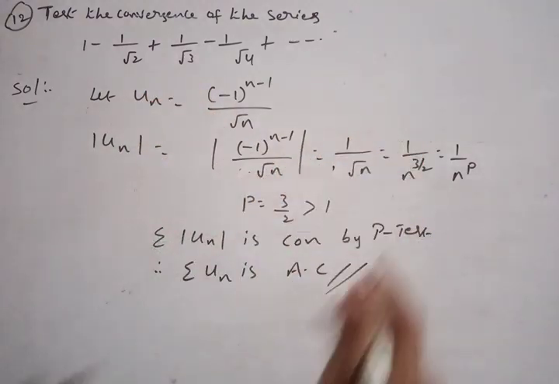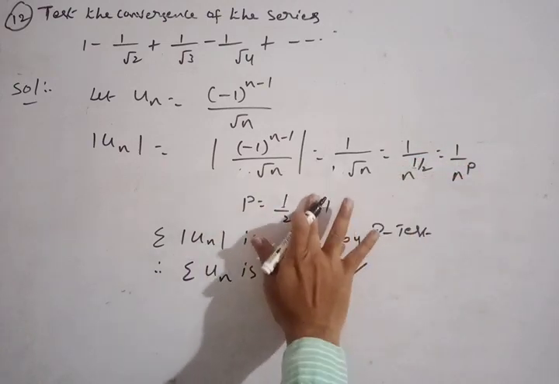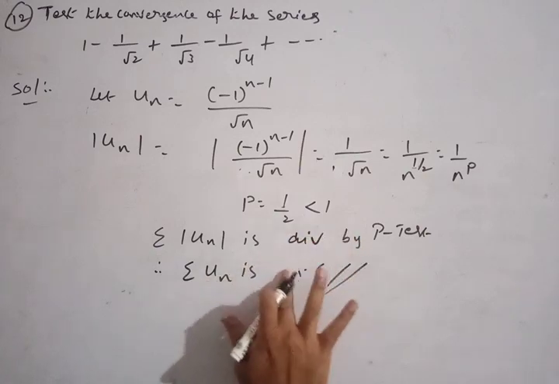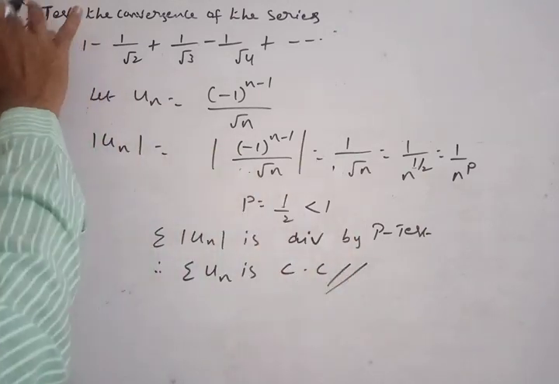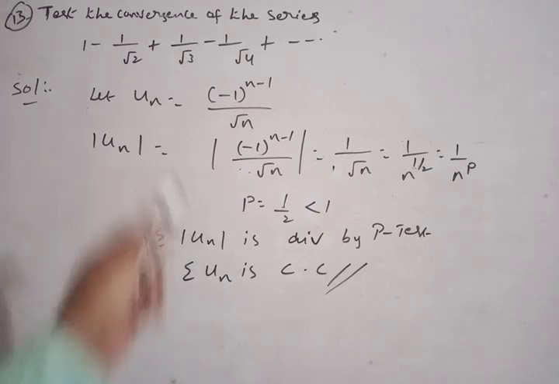Here you get p equal to 1 by 2, which is less than 1. So here you get divergent. Then it is conditionally convergent. That's it. This is problem number 3. Simple it is. Don't do it in the notes like this, just take down this as another problem. If you know the test, you can do all these problems very quickly, right?